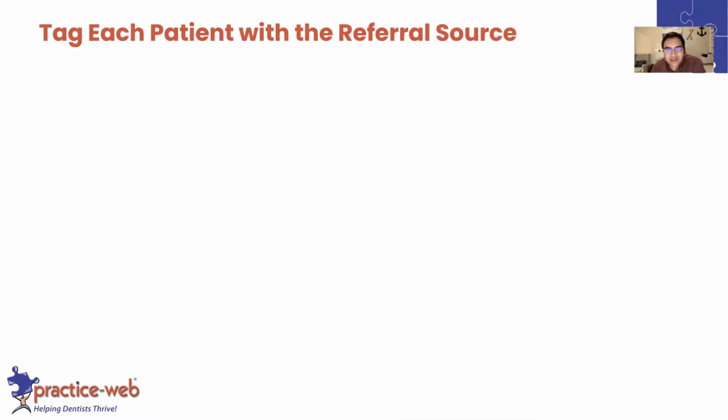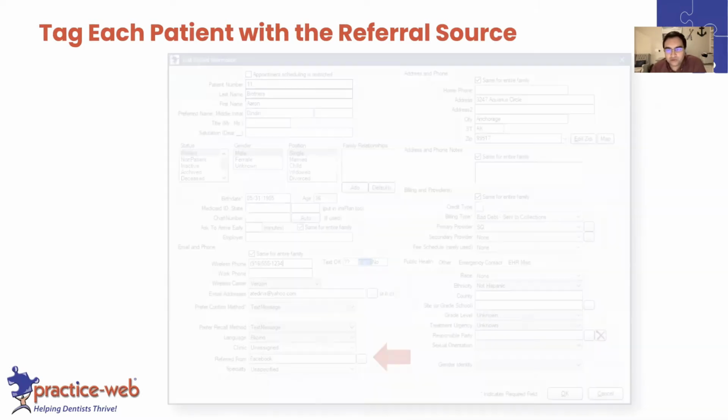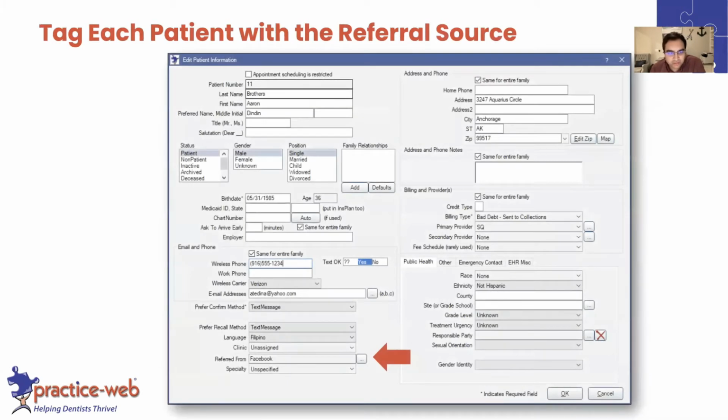Well, first of all, tag each and every patient with the referral source. So in Practice Web, when you are editing a patient information or you're adding a new patient, there is an option at the bottom left to tag the patient, where are they getting referred from. And that is a very simple process.